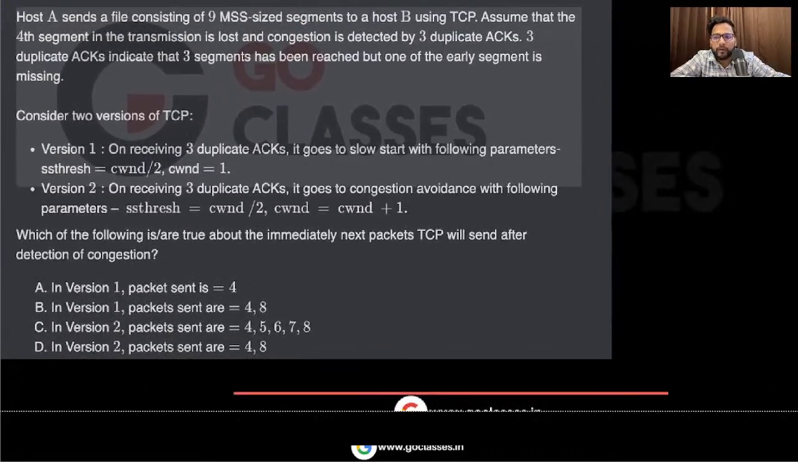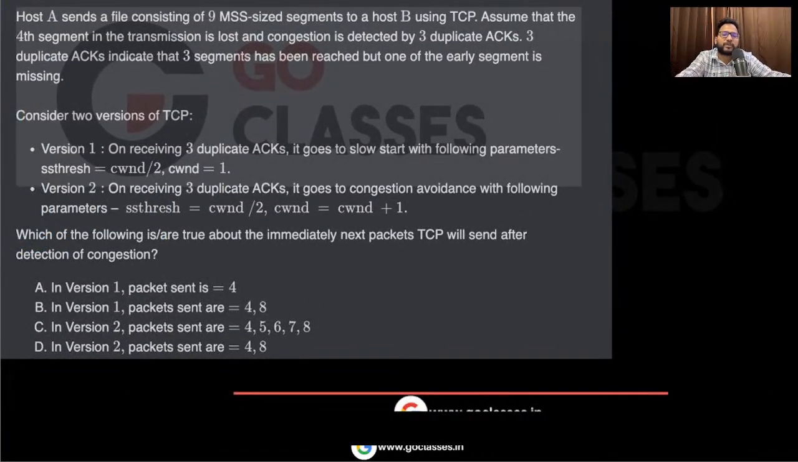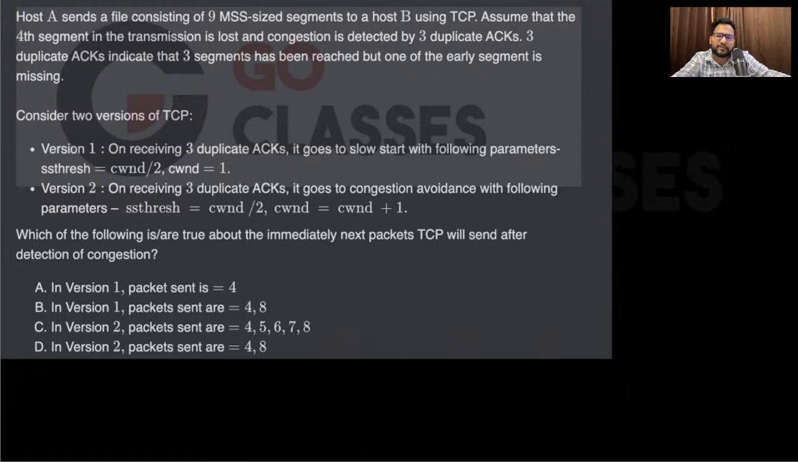So they are saying that you have a 9 MSS file to send. The size of the file is given in terms of MSS, which is convenient for you, right? They are saying there are two versions. In both the versions, the 4th segment is getting lost. And it is detected by 3 duplicate ACKs.